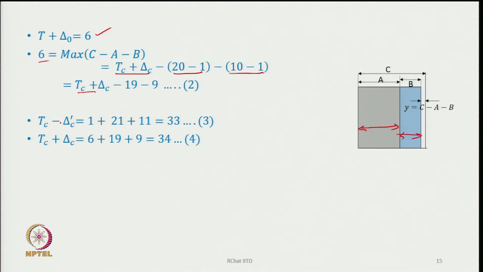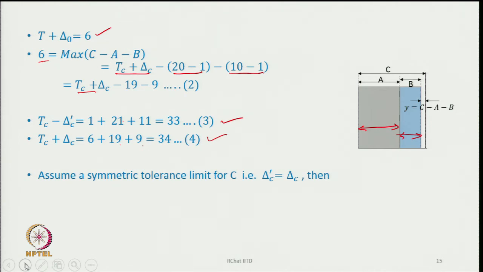And we get two equations. T C minus delta dash C, delta dash C being the lower side of the limit, is going to be 33, and T C plus delta C is going to be 34. You have to add them: 6 plus 19 plus 9, 1 plus 21 plus 11. From there, if we assume symmetric tolerance limits, that delta dash C and delta C are the same, in that case we can now solve these two equations to find out what should be my T C value and what should be my tolerance.